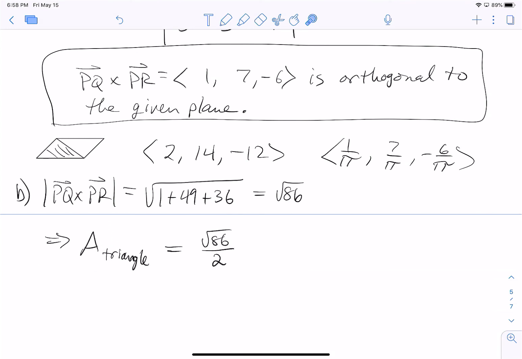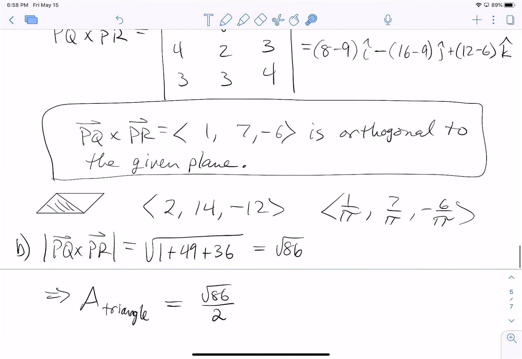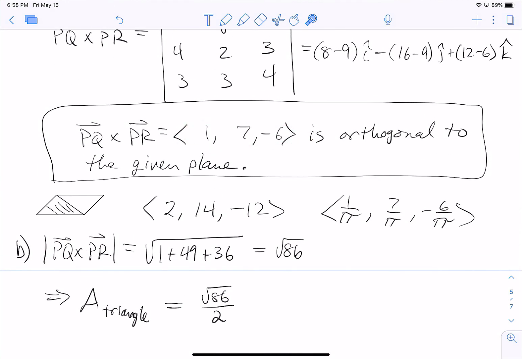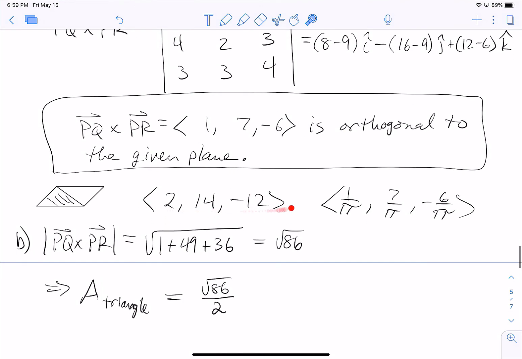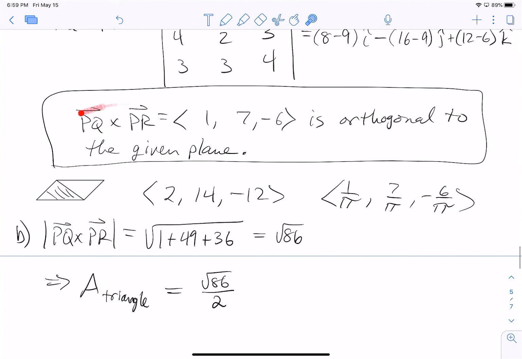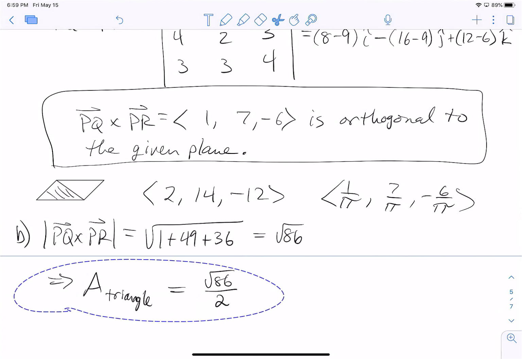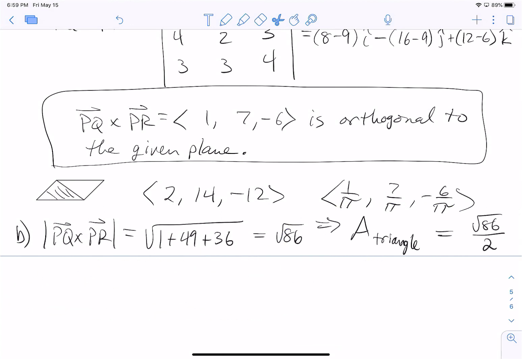Now, folks, for the area of the triangle, the magnitude of the cross product, I had to use (1, 7, -6) or (-1, -7, 6). I couldn't have used the (2, 14, -12) vector because that's not PQ cross PR. They have the same direction, but it's not the same vector. So I have to use the cross product itself in order to compute something like the area of a triangle. I'm going to move this over here and then circle the final answer there. There we are.